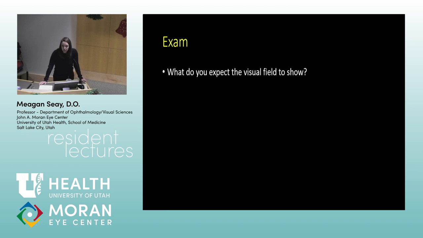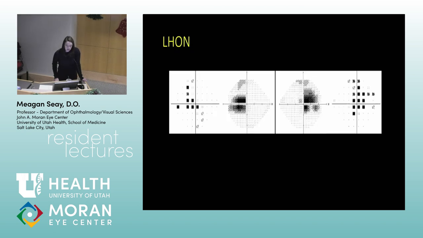Just shout it out. It's going to affect the papillomacular bundle because it's mitochondrial. Yep, so this is mitochondrial, which causes oxidative stress, and that papillomacular bundle is very sensitive to oxidative stress. So you would expect bilateral cecocentral scotomas. So this is his visual field. So that was that case.